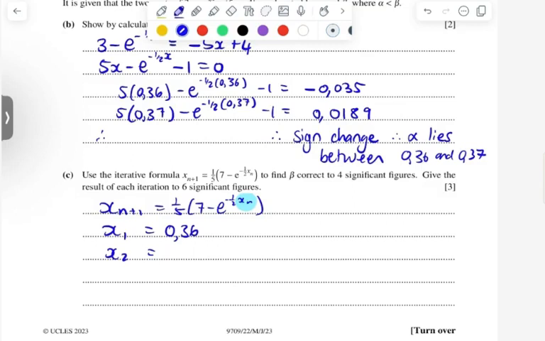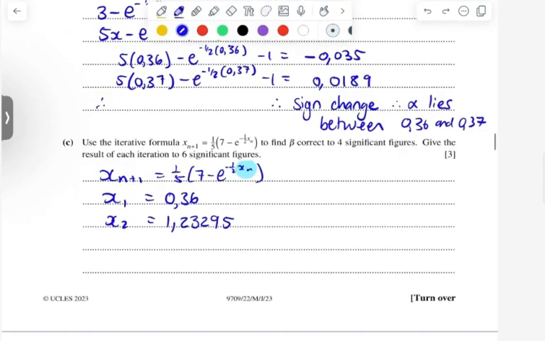Times 0.36. You could have started with 0.36 or 0.37, it doesn't matter. And now we're giving 2, 3, 2, 9, 5. Okay, so now 6 significant figures for each of these. That's what my answer is if I plug that in.